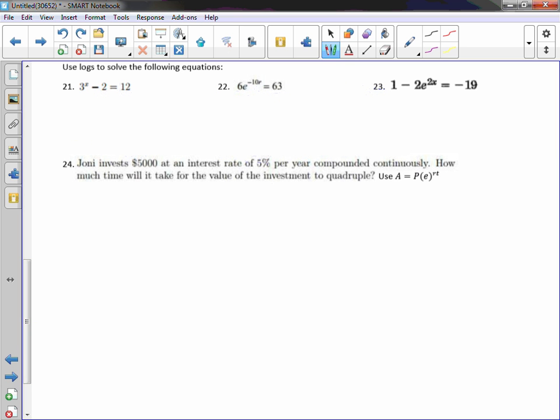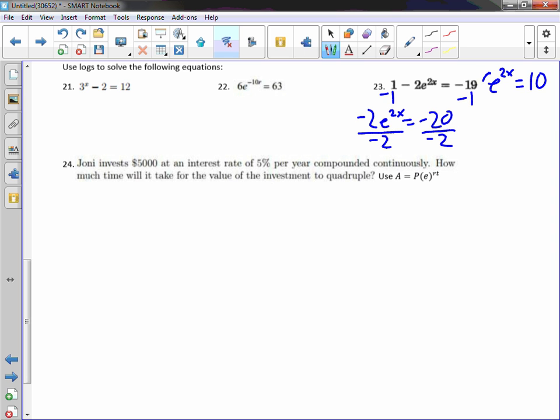Number 23, as I said on number 22, if I see e, that has to be what I get by itself. So step one is to get that by itself. We're going to do that by first subtracting 1. Why do I subtract 1 instead of dividing by 1? It's separated by that minus sign. If it's separated by a plus or minus, you need to add or subtract to get rid of it. So I get negative 2e to the 2x equals negative 20. Then divide away the negative 2. I get e to the 2x equals 10.